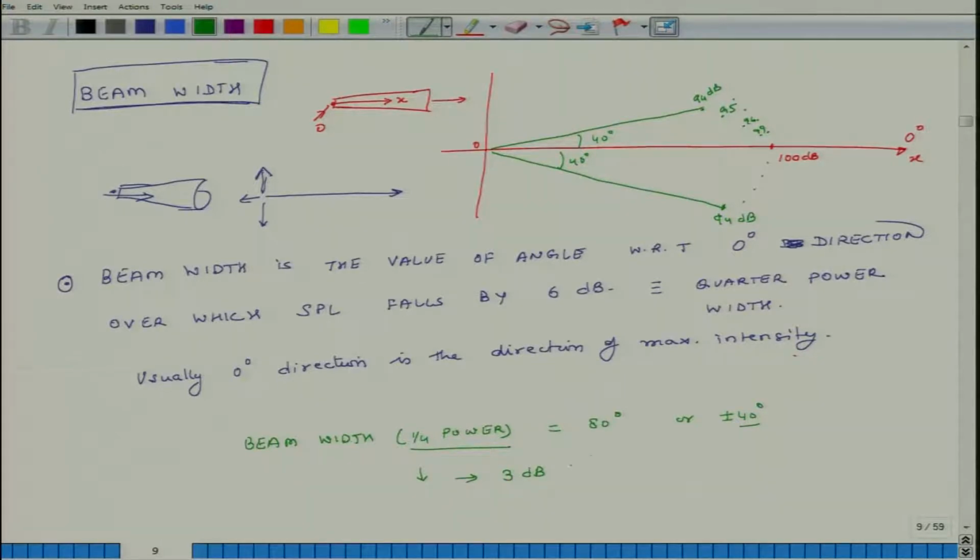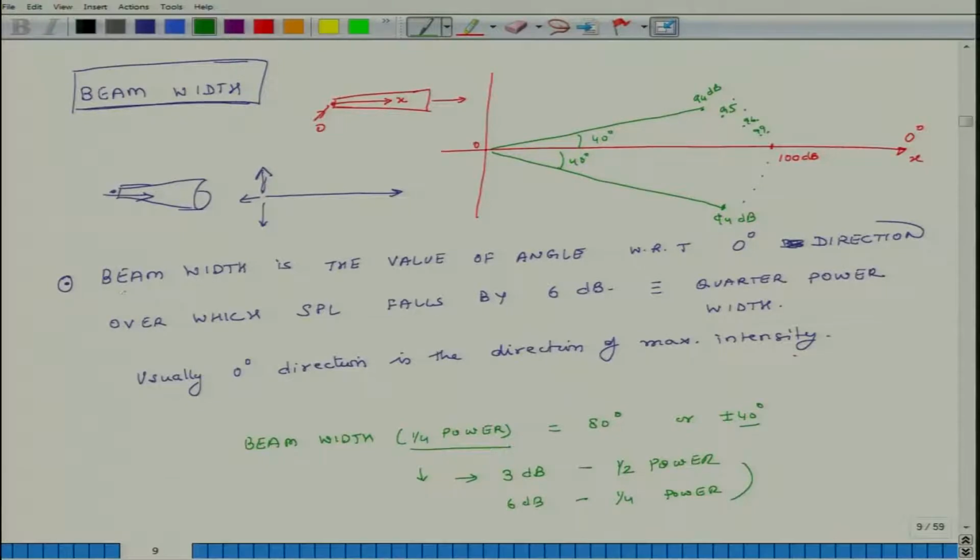So this is half power, and when I go down by a factor of 1/4, it is 3 plus 3, so it is 6 decibels, that is 1/4 power. So the beam width, if I am using this quarter power standard, is defined when the power falls by 6 decibels. Similarly, there is half power beam width, and it is the amount of theta you have to go from the 0 degree axis when the power falls by 3 decibels. So that is the beam width.